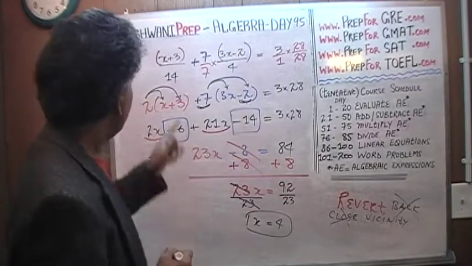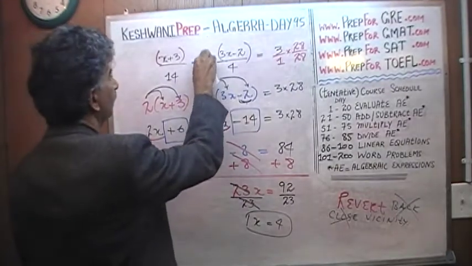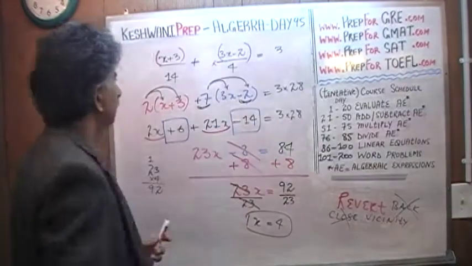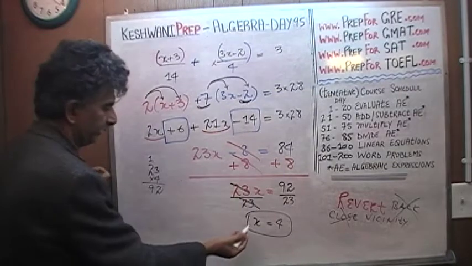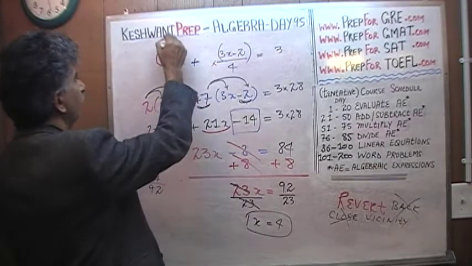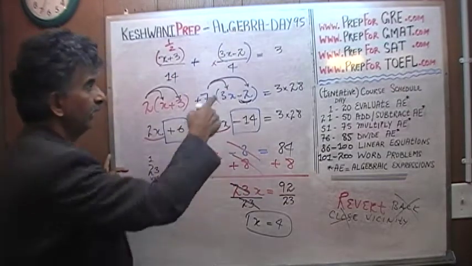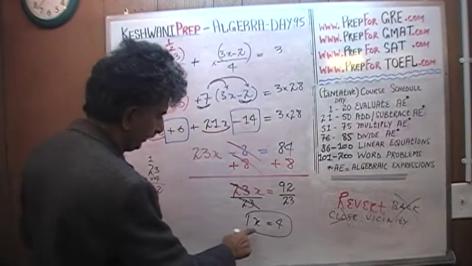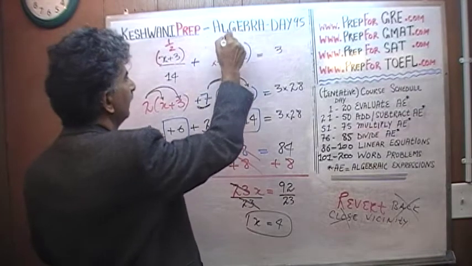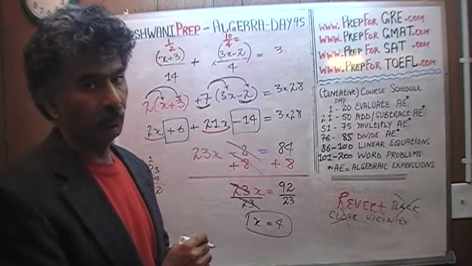I feel better. Let's revert to our original equation as it was, and see if x equals 4 works. Here was the original equation. So again, keep in mind, x equals 4. 4 plus 3 is 7, 7 over 14 is half. If this part is half, then this part better be 2.5, because half and 2.5 will equal 3. Let's see if this is 2.5. x equals 4, 4 times 3 is 12, 12 minus 2 is 10, 10 over 4. We know that 8 over 4 is 2, and 10 over 4 would be 2.5.